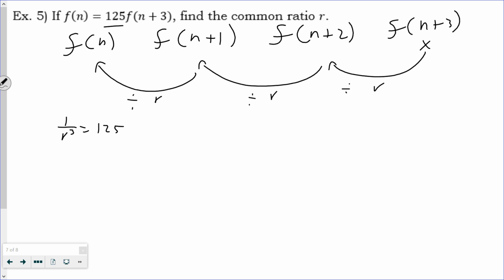Or sorry, the other way around. You multiply f of n by 125. Because remember, dividing by r is the same as multiplying by 1 over r, right? So if we divide by r 3 times, it's the same thing as saying it's 1 over r cubed. Are you okay with that?